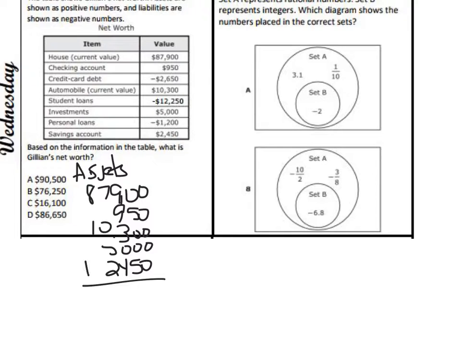Okay, so when we add those, 0, 0, 1, that's 19, 22, 26, 2. So that's 9 plus 5, 14, 15, 16. And then we have 8, 9, 10. So right now his assets are 106,600. So now let's go ahead and do liabilities.